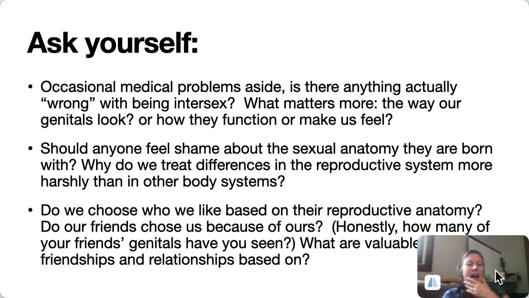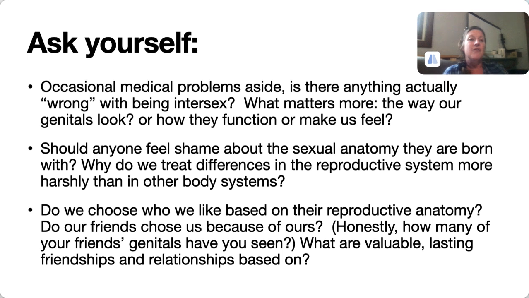Finally, ask yourself, do we choose who we like based on their reproductive anatomy? Do our friends choose us because of ours? I mean, honestly, ask yourself, how many of your friends' genitals have you actually seen? Do you even know? And what are the valuable things about lasting friendships and relationships based on? Is it really our genitals, or is it a lot of other deeper, important stuff?